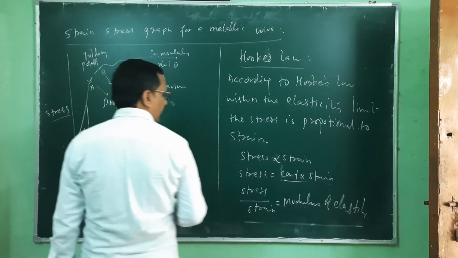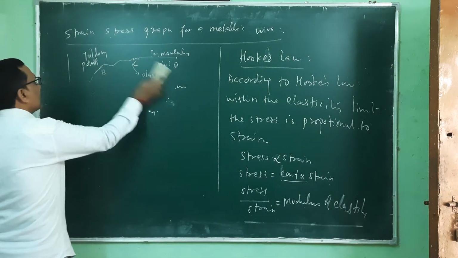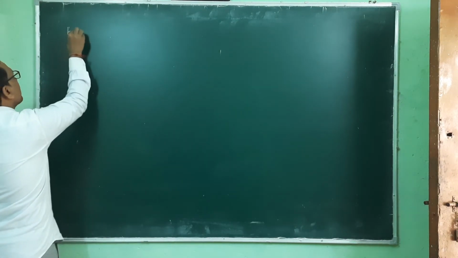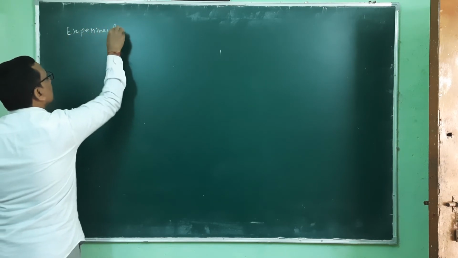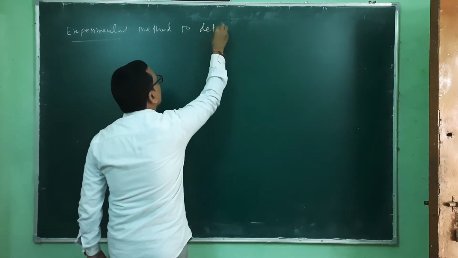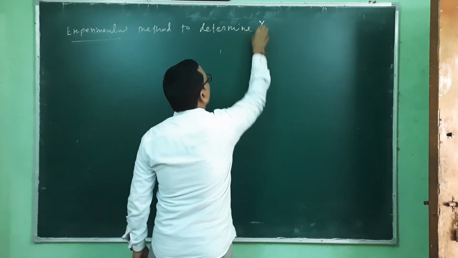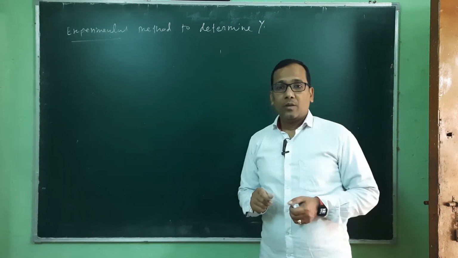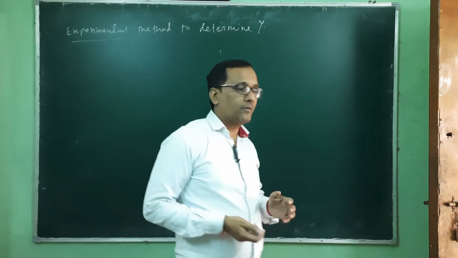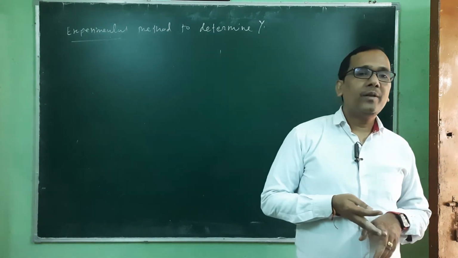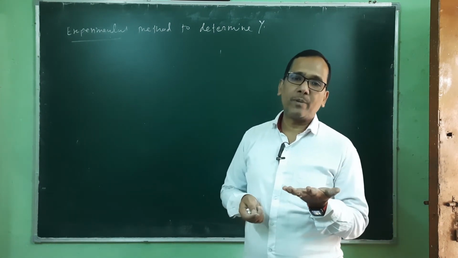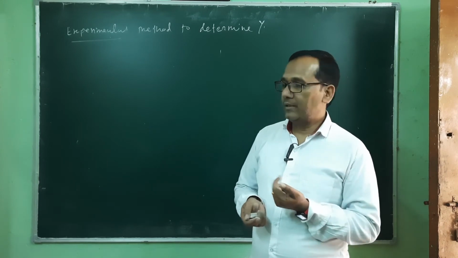Now we can discuss the method of calculation of Young's modulus, the experimental method to determine Young's modulus Y. In every experiment, generally we must have one formula, and we try to find the parameters given in that formula by experiment, and we can get the result.